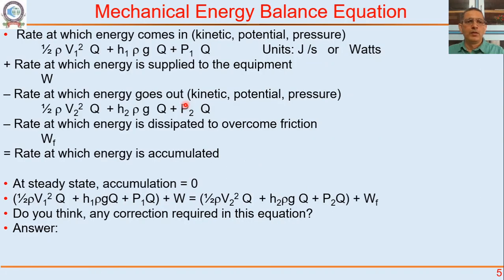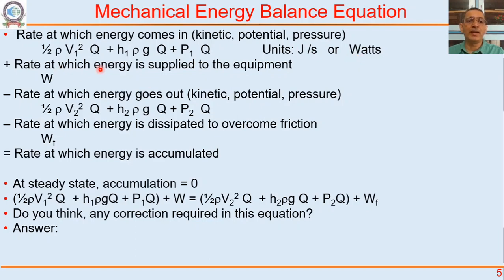Okay. So this is kinetic energy per unit volume multiplied by volumetric flow rate, potential energy per unit volume multiplied by volumetric flow rate, pressure energy multiplied by volumetric flow rate. This will give us joules per meter cube multiplied by meter cube per second. So that will give us joules per second, or nothing but watts. So this is the rate at which energy comes in in terms of watts.